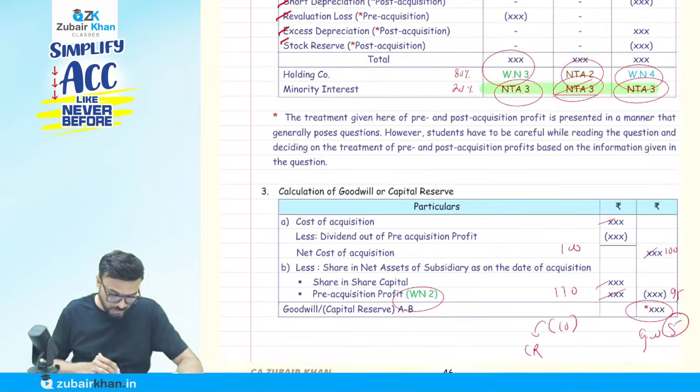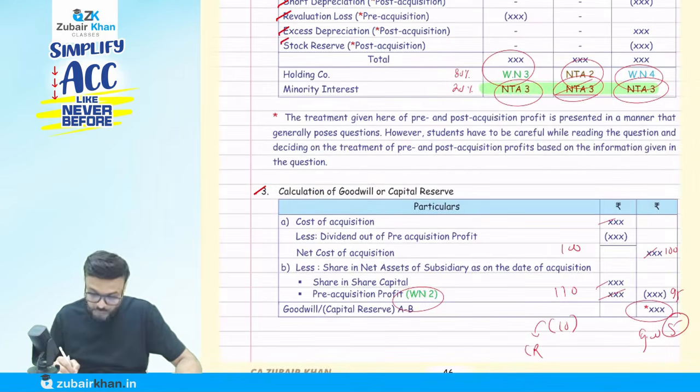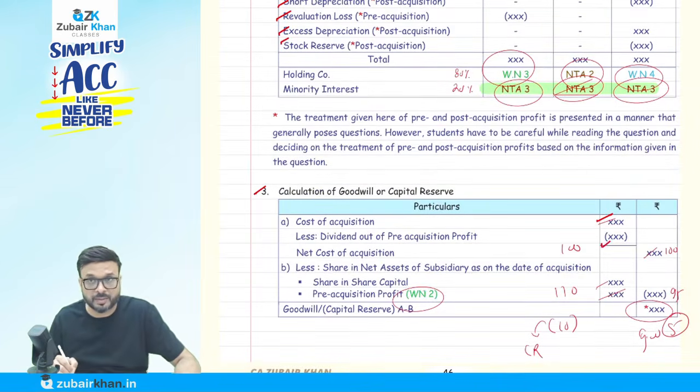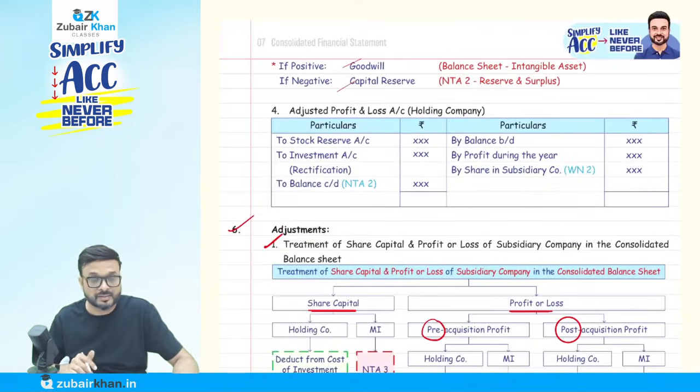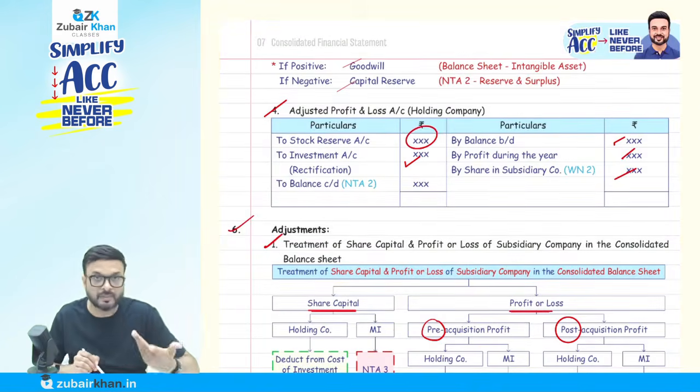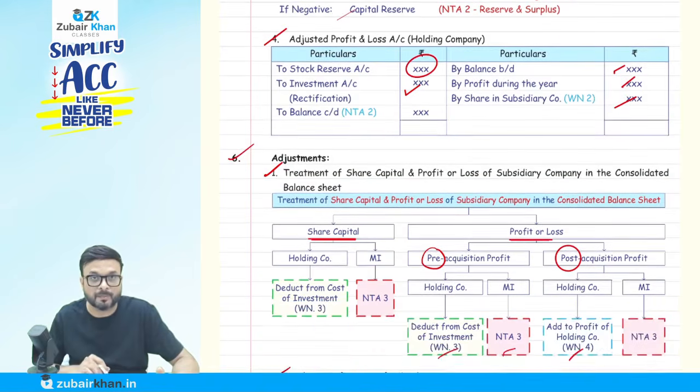Now calculation of goodwill or capital reserve. Cost of acquisition. If any dividend is out of pre-acquisition profit, deduct it and this balance will come here. Then deduct from share capital the pre-acquisition profit. Then I will discuss working number 4, opening balance and profit during the year. If there is any rectification that we have done here, now sharing the subsidiary company's profit post acquisition. This stock reserve point will come, I will discuss with you. Don't worry. Adjustment is here now.